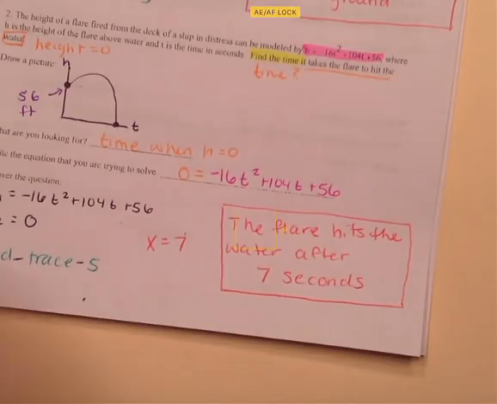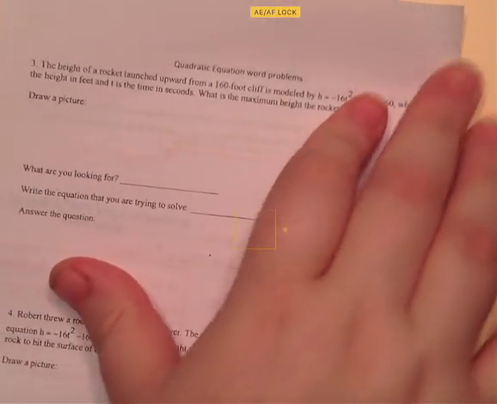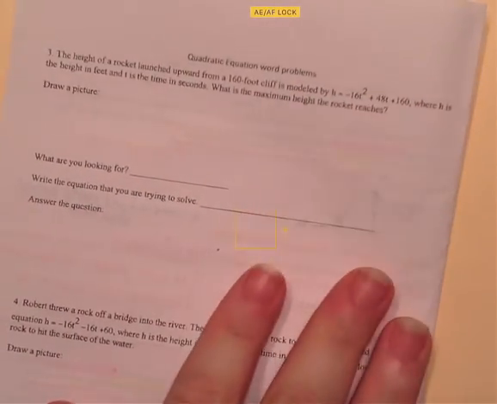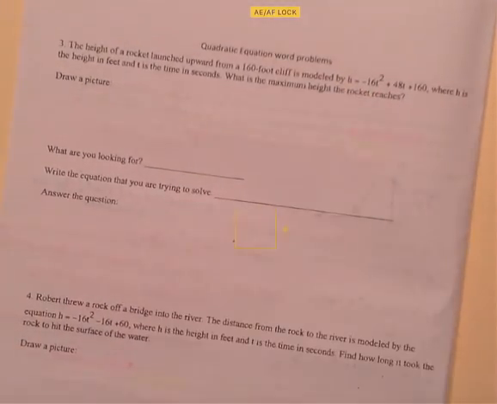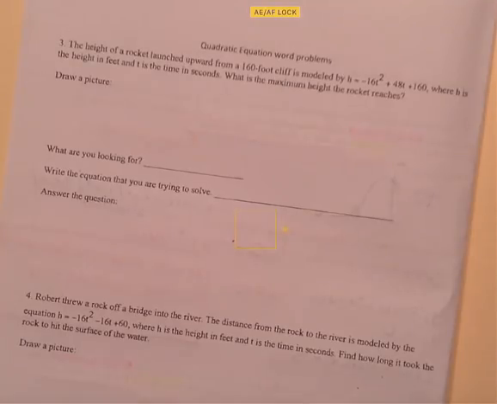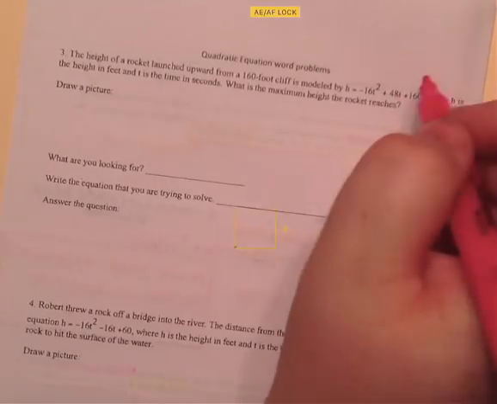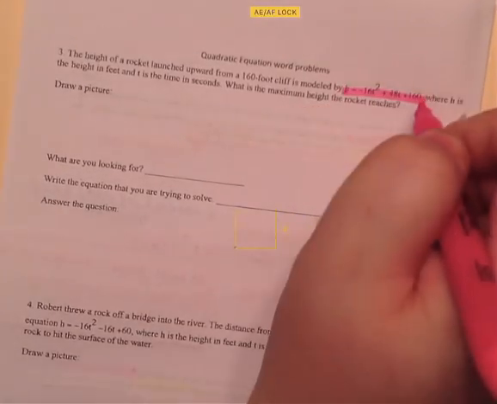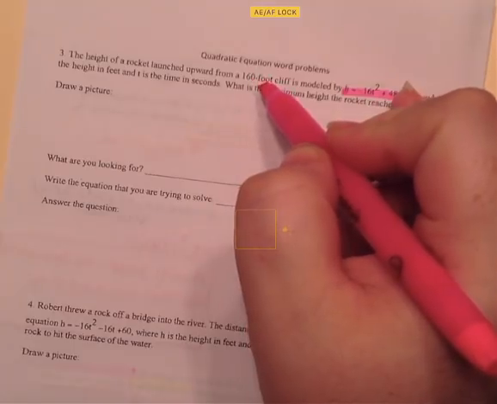If we go to the next problem, I'm going to go in here. Next problem says the height of a rocket launched upward from a 160-foot cliff is modeled by h equals negative 16t squared plus 48t plus 160, where h is the height in feet and t is the time in seconds. So we have our equation. And you also notice that it says plus 160 at the end. That's your y-intercept because the rocket is launched from a 160-foot cliff.